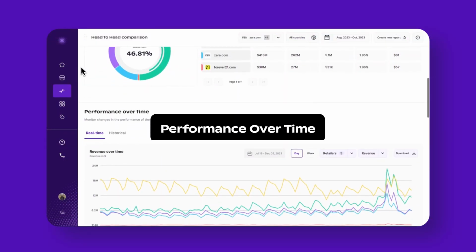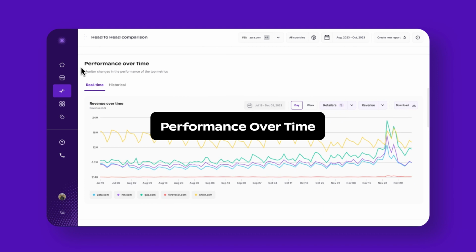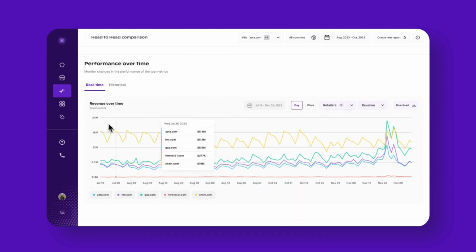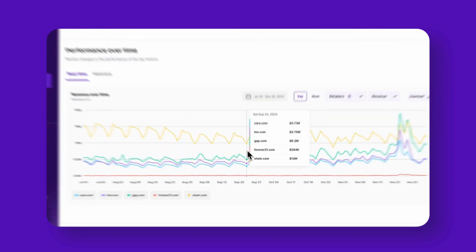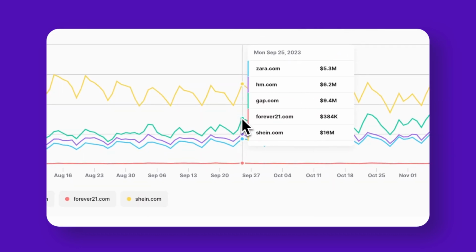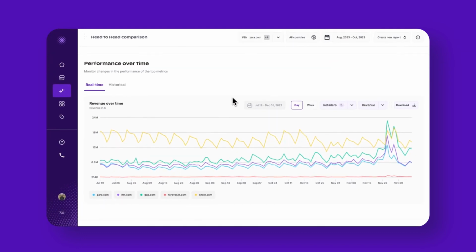Next up, we can look at how these metrics are trending over time. Grips' real-time data allows you to quickly see your daily market share to monitor your performance relative to that of your competitors. You can also use this element to measure the effectiveness of your competitors' promotions or product releases to better assess their impact on market shares. For example, we can see that there's a huge revenue spike on Gap.com at around the 25th of September, which matches to a sale they were running on that particular date.